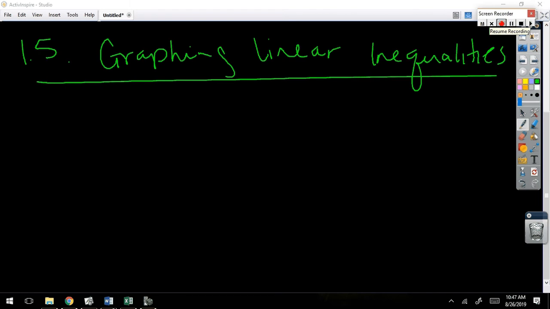Linear inequalities. If you can graph a line, you can graph linear inequalities. All right, so what I was saying is if you can graph an equation of a line, you can graph inequalities because it's basically a line and then we're going to shade one side or the other. And I'm going to show you how you determine which side you shade on.